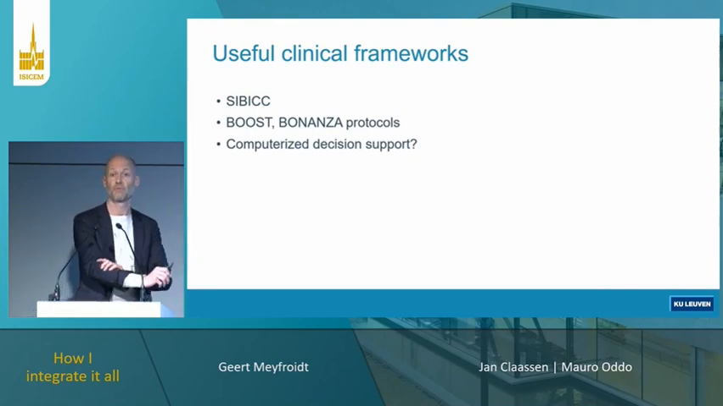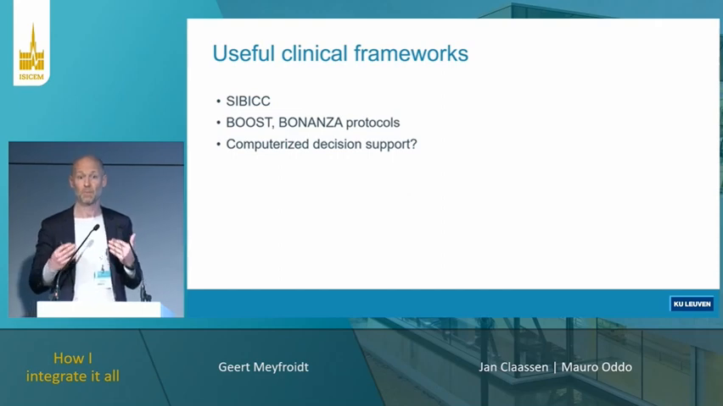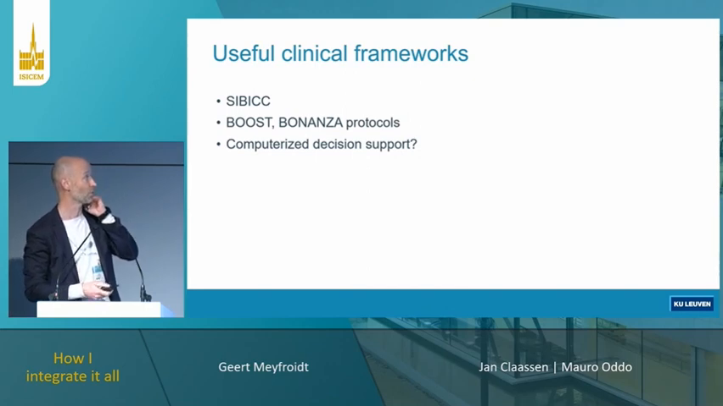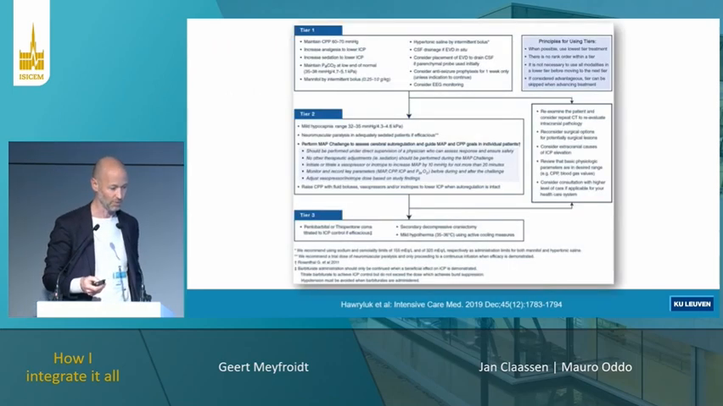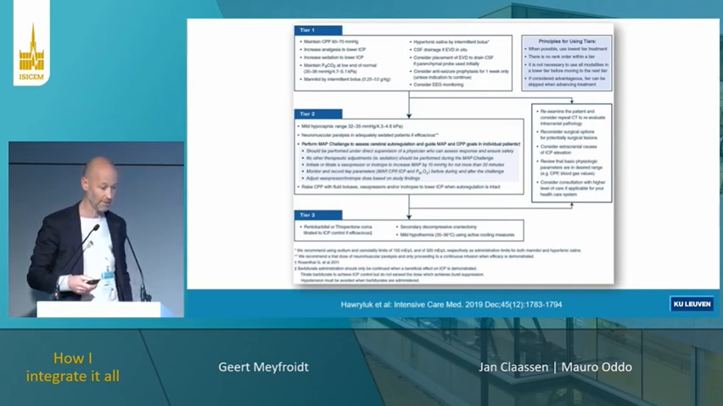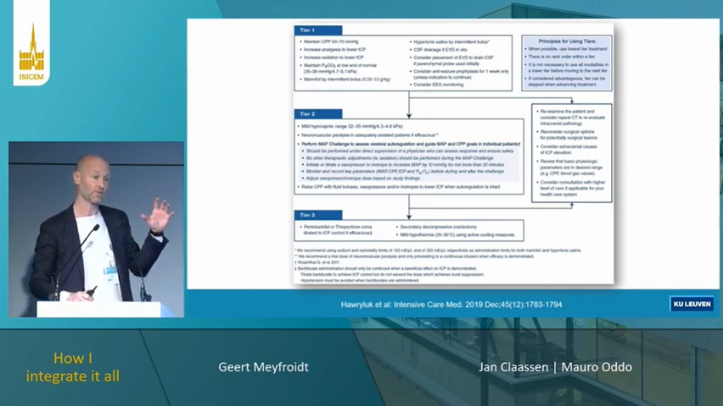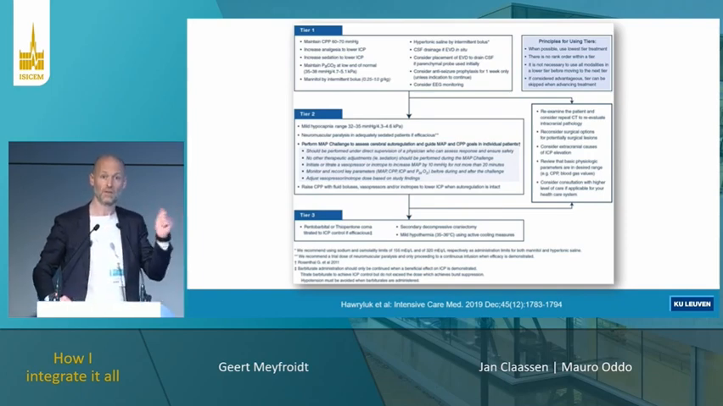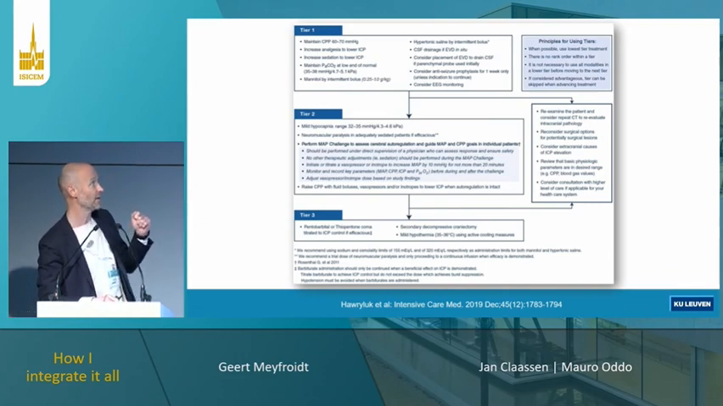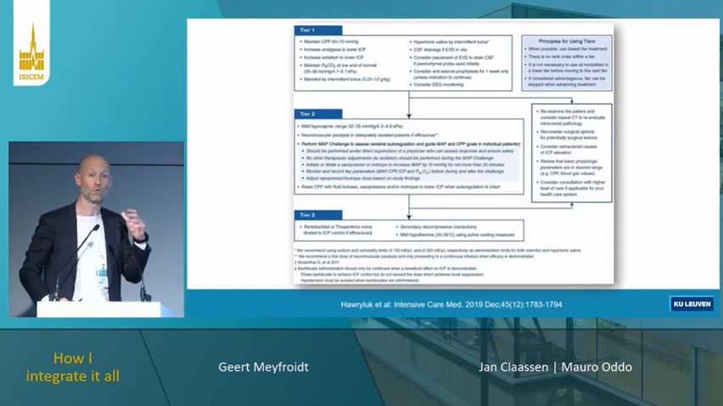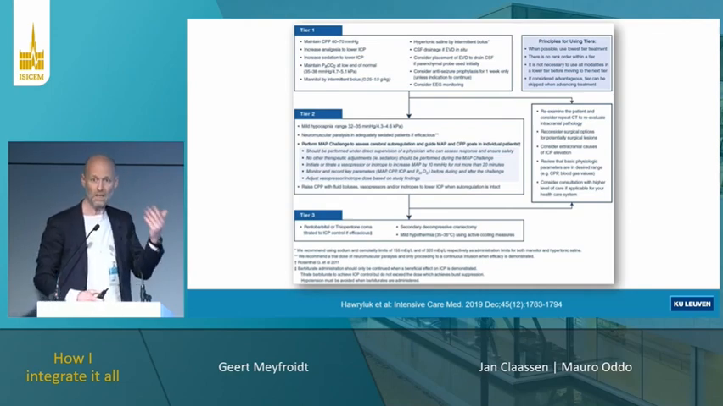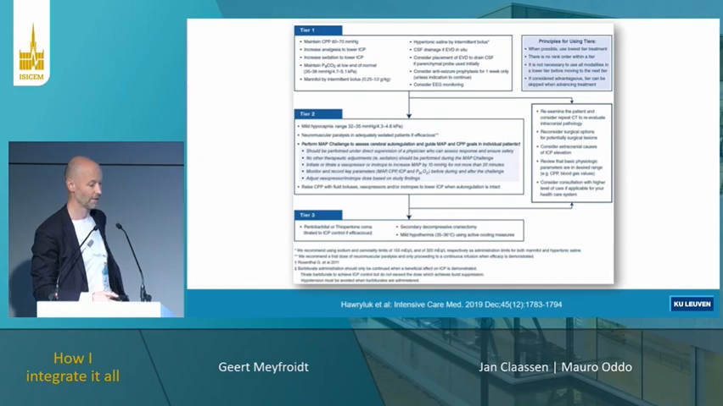And as such, there are some frameworks that could be useful for clinicians, maybe with not so much experience in treating these patients. For instance, the CENTER-TBI guidelines, the BOOST-3 protocols, and I will also talk a bit about computerized decision support. And I think most of you will be aware of the SIBICC guidelines now. The SIBICC guidelines try to put therapies in different tiers according to their risk versus benefit, where they recommend that you try to use lower tier therapy if possible, and if the problem persists, that you then move to a higher tier therapy.